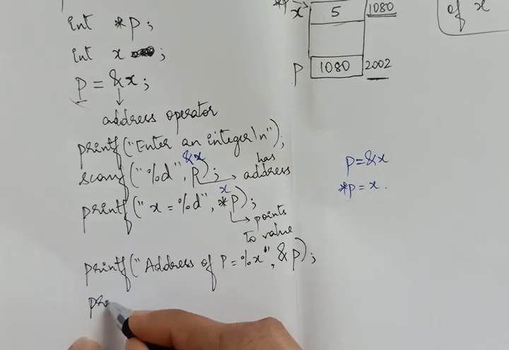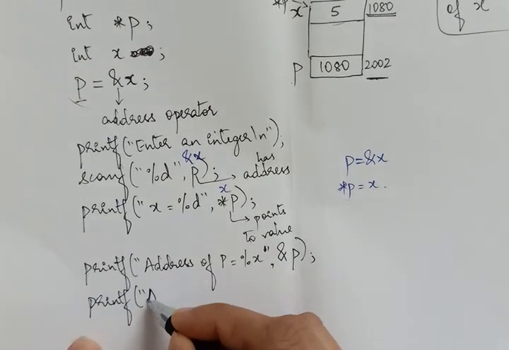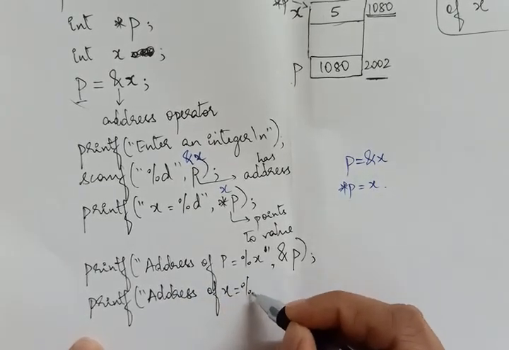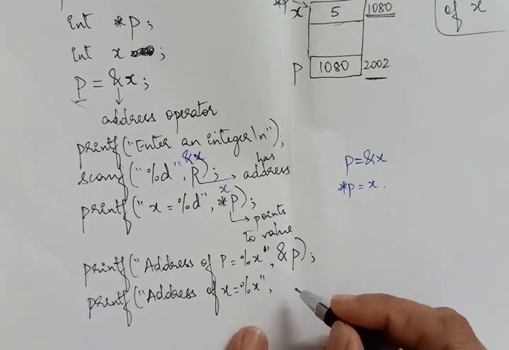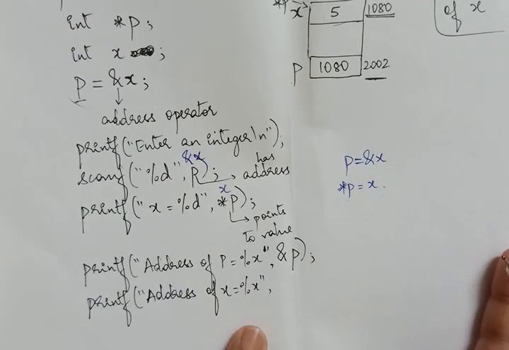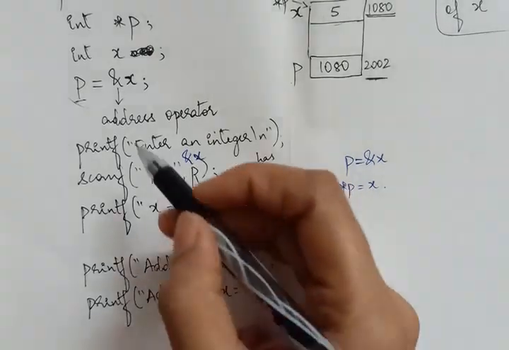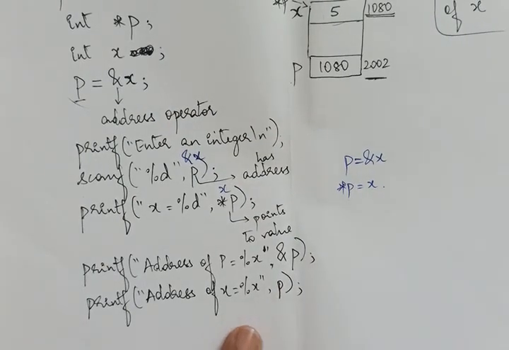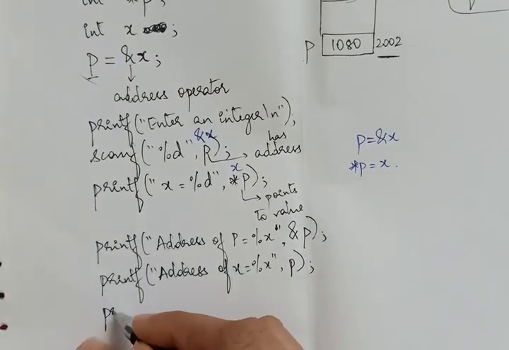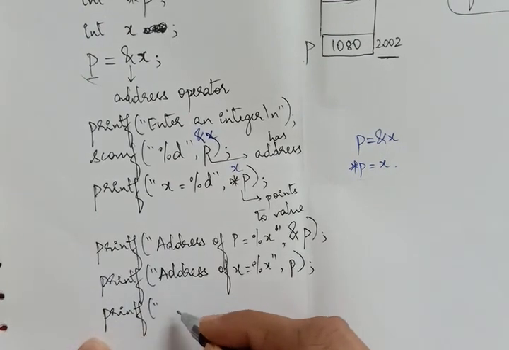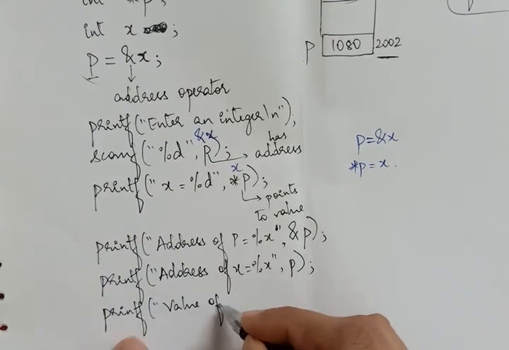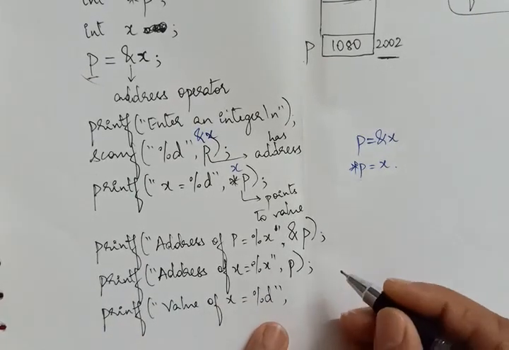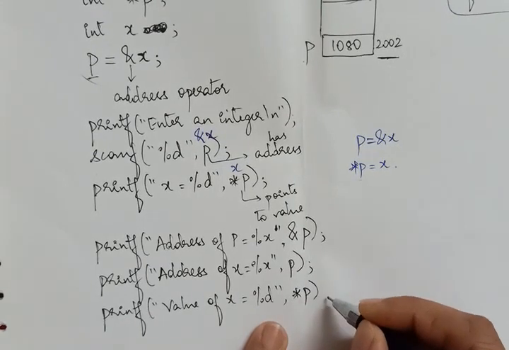Okay. If I need to print address of X, then what should I do? I can either use ampersand X, or this is stored where? In P itself. So you can just use P instead of ampersand X. Now, if I have to print value of X, which is an integer, so you can use either X or star P, right?